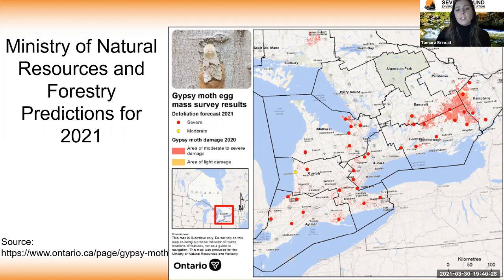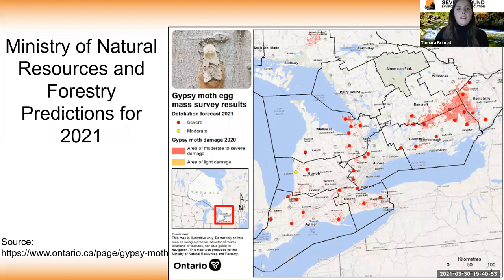All of the information and maps that I've shown on the last two slides are available online. So if you're interested in learning more about their monitoring program or some of those predictions, I would encourage you to visit the link there. And as Maggie said, the presentation will be available after, so you will be able to find these sources.